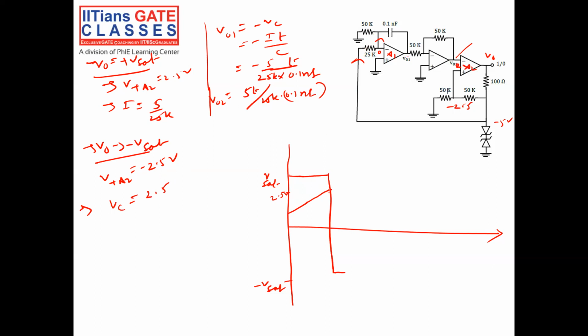After that, what is happening? I am applying minus 5 volt here. Since minus 5 volt is applied here, my I will be minus 5 by 25K into t by C. T is nothing but time. C is equal to 0.1 nanofarad. This is my VC, right? VC will be like this.